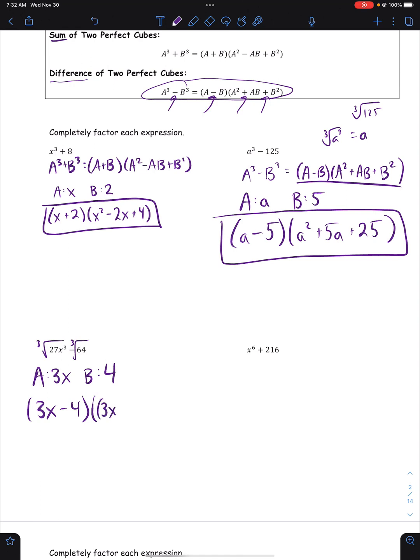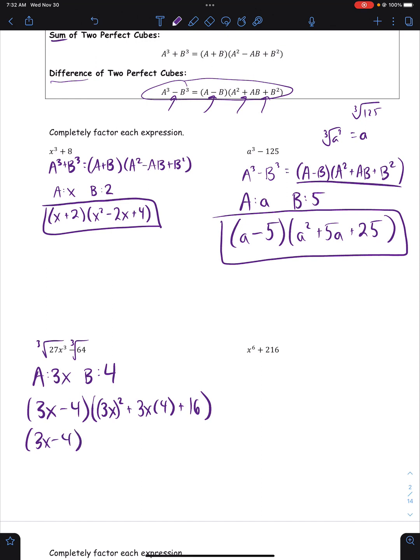I'm going to show a little bit extra work. You might not have shown this much work. I'm doing this for a reason. I'll show you in a second. Then plus, opposite sign, A times B, plus B squared, which is 16. So make sure you simplify from here. You might have done it all in one step. That's fine. So the 3x minus 4 stays 3x minus 4.